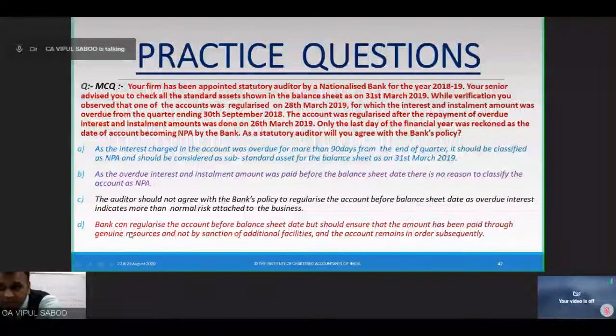The answer is of the same color as the question is. This is a hint for you. The correct answer is D.